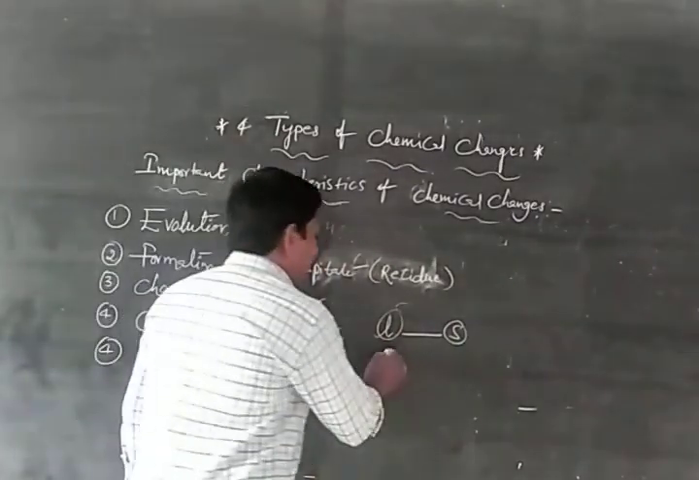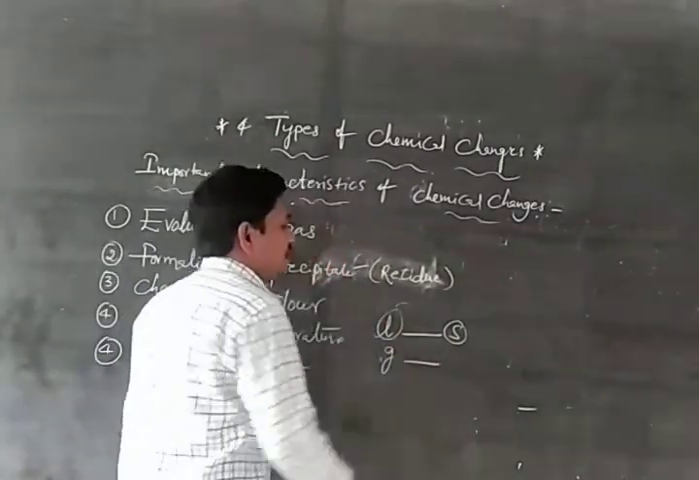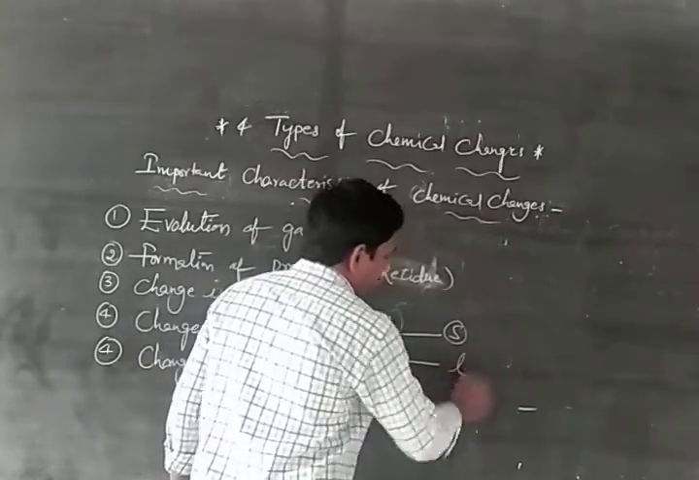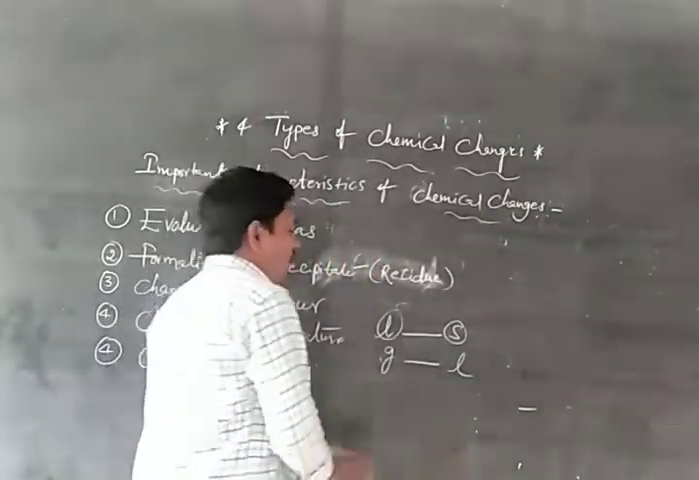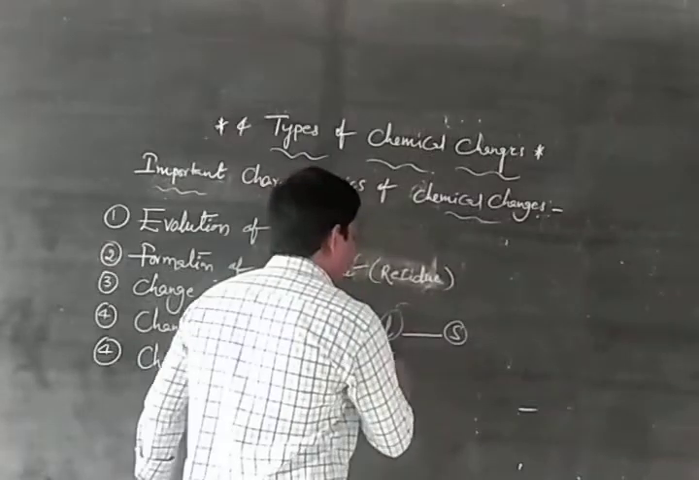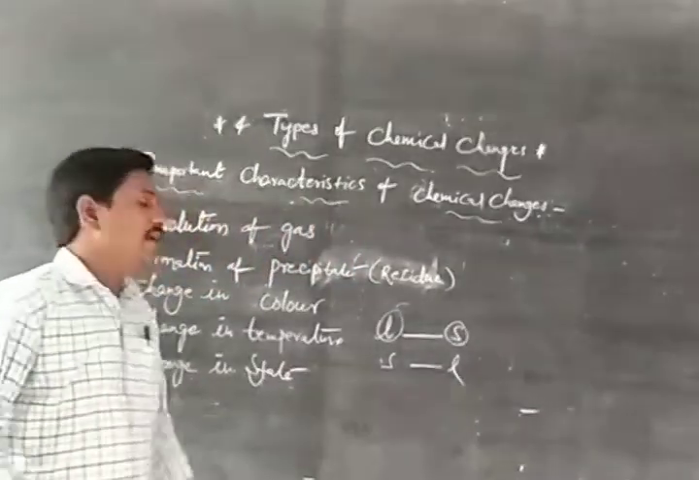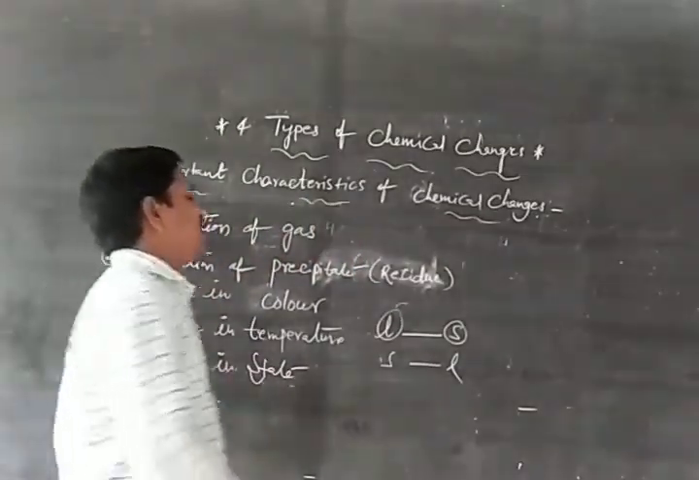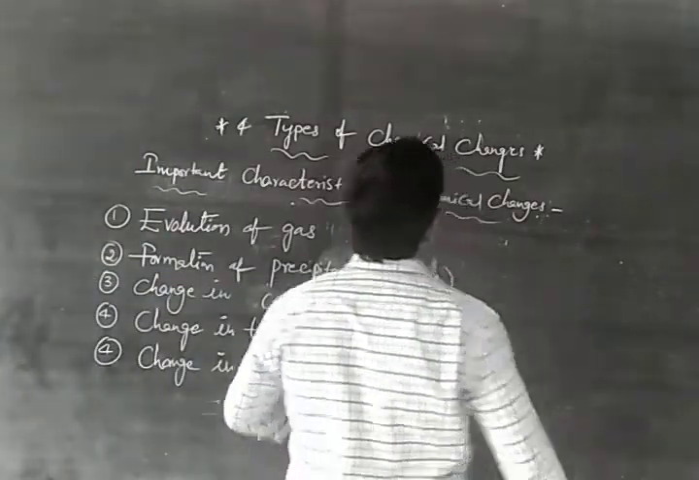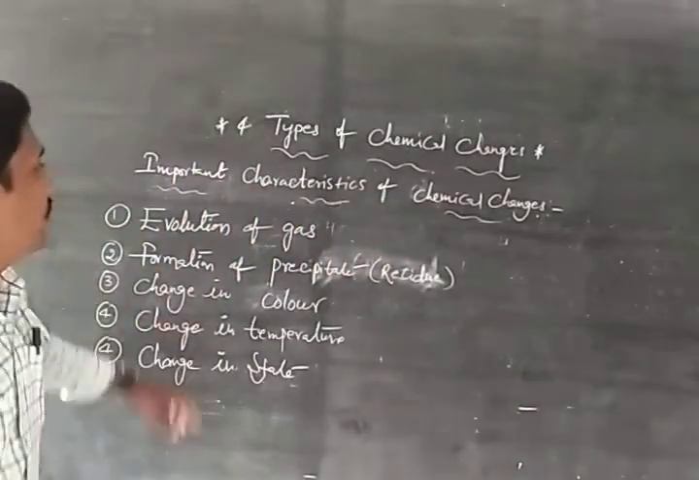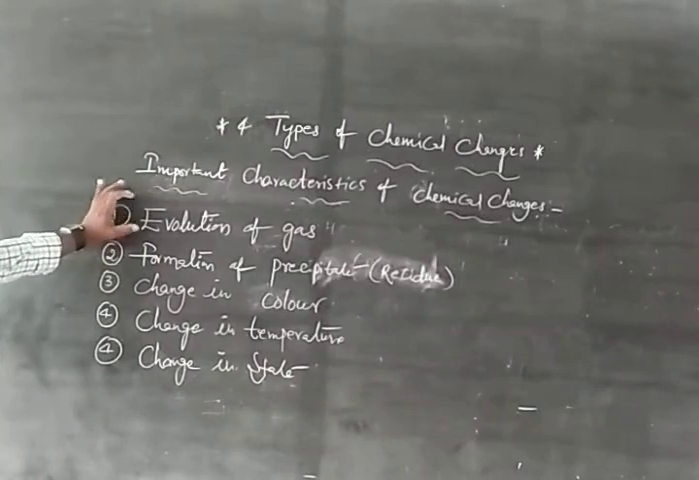Okay, when you take gas, it turns into solid or liquid. After taking the solid, maybe it turns into liquid. Okay, the change in state also occurs during chemical changes. What are the important characters of the chemical changes?